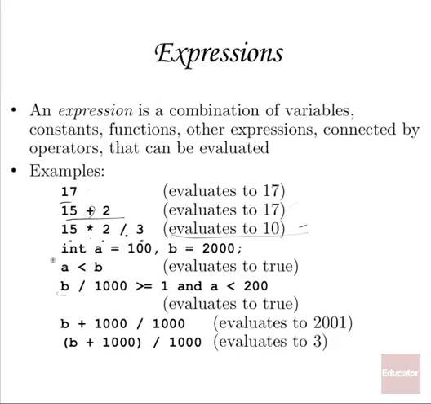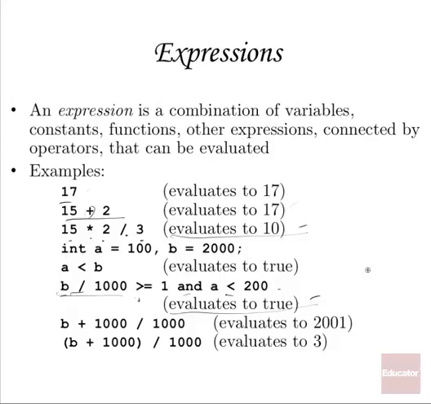Here we have integer A is 100, B is equal to 2,000. A is less than B. That expression evaluates to true. B divided by 1,000. Now, remember our precedence. This is done first, and this is done next, and then that. So B divided by 1,000, what was it? 2,000 divided by 1,000, that's 2. Is it greater than or equal to 1? Yeah, that evaluates to true. A is 100, is less than true, it also evaluates to true. So true and true evaluates to true.